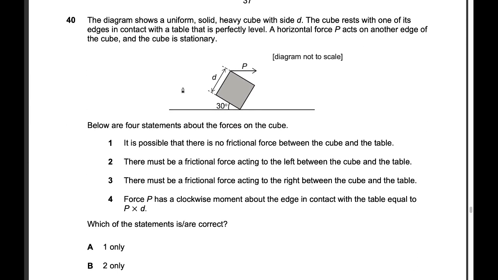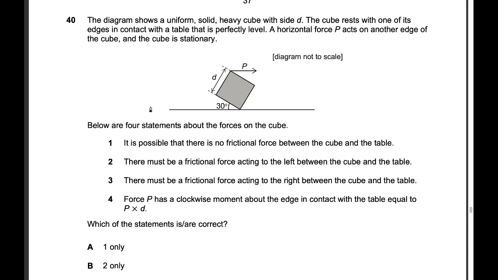This shows a uniform, solid, heavy cube with sides of D. The cube rests with one of its edges in contact with the table that is perfectly level. The horizontal force P acts on another edge of the cube, and the cube is stationary. Okay, so this is one of those cases where we're going to have to think about both moments and F equals ma. So below are false statements about the forces on the cubes.